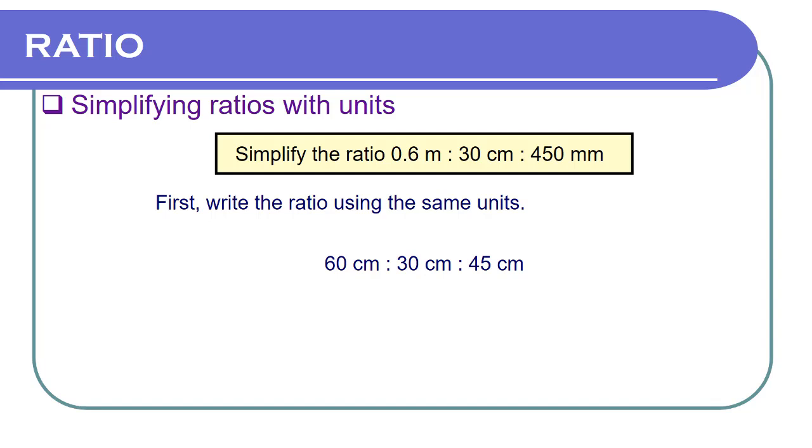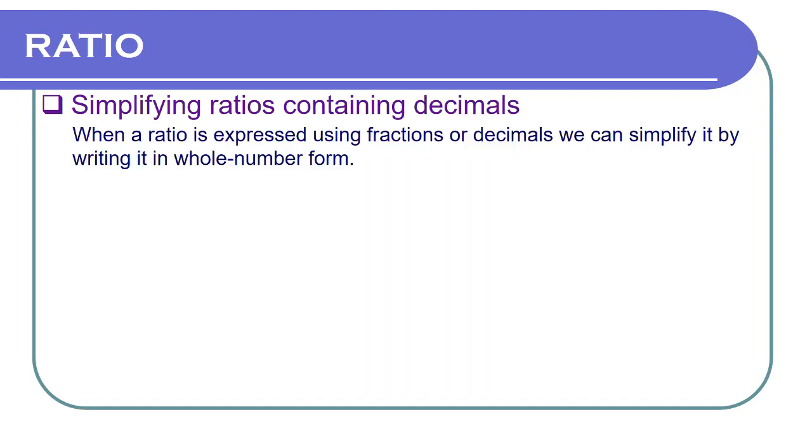The greatest common factor of 60, 30, and 45 is 15. So we divide all of the numbers by 15. So we get 4 to 2 to 3.